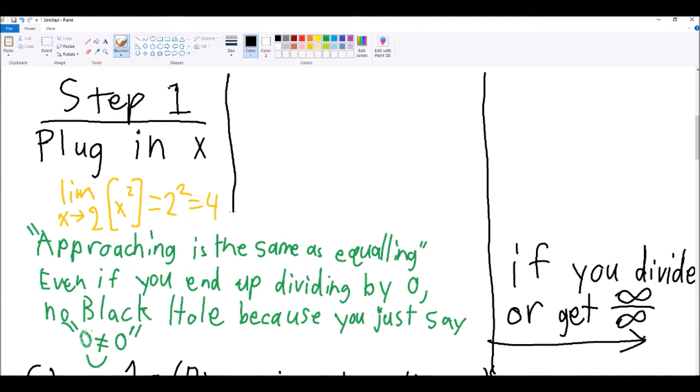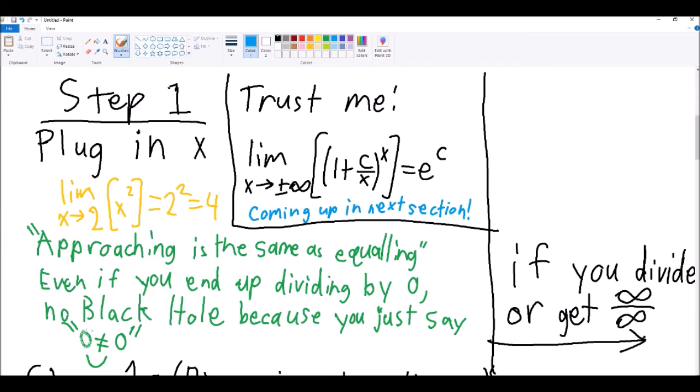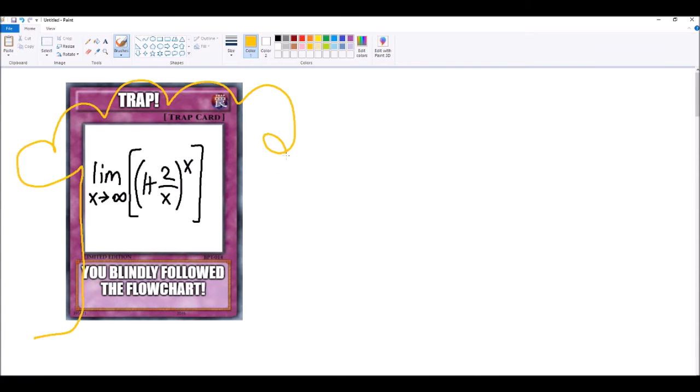I'll show you how to solve this for yourself in the next section, but for now, you're going to have to trust me and add this in at the beginning of the flowchart. The limit as x approaches infinity or negative infinity of (1 + c/x)^x equals e to the c for any constant c. Awesome! We've escaped the trap.